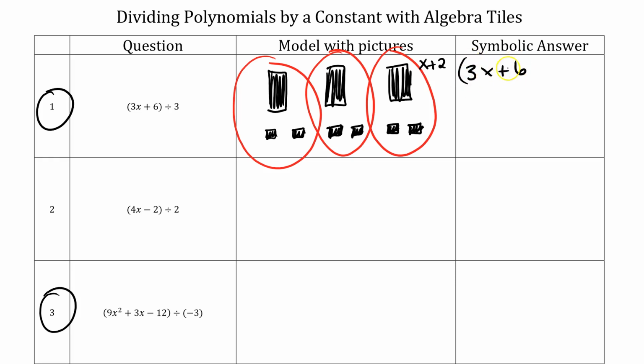If we wanted to move directly into our symbolic answer, we would say, okay, so 3x plus 6 in brackets divided by 3. So I'm going to divide the 3x by 3. So I'm going to say 3x divided by 3. This is just a different way of saying divided by instead of using the division sign. And I'm going to say plus 6 divided by 3.